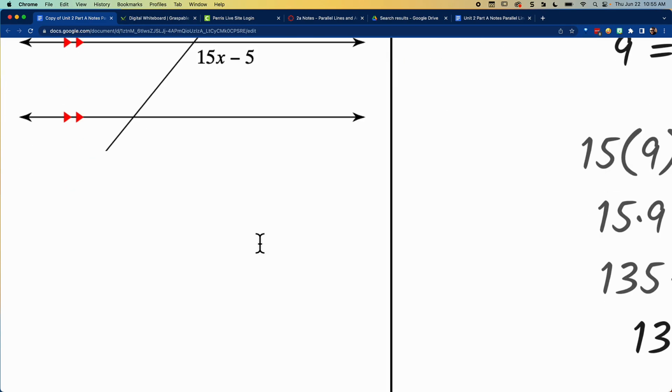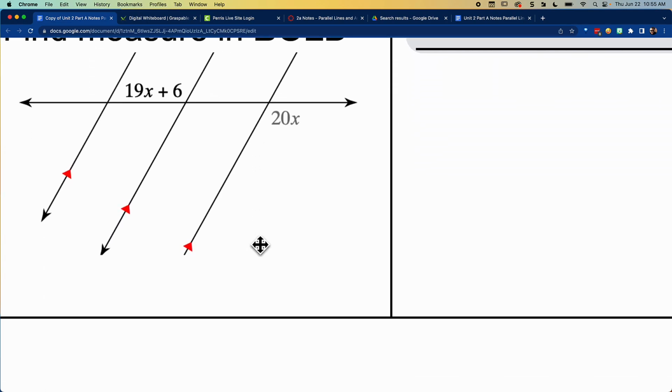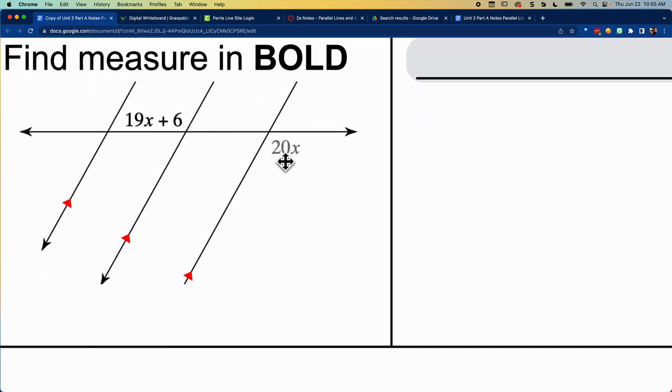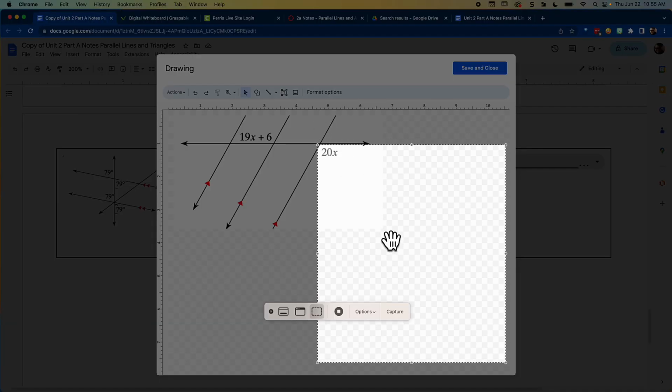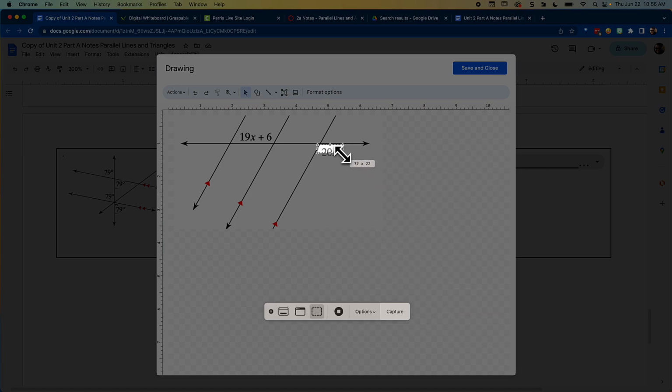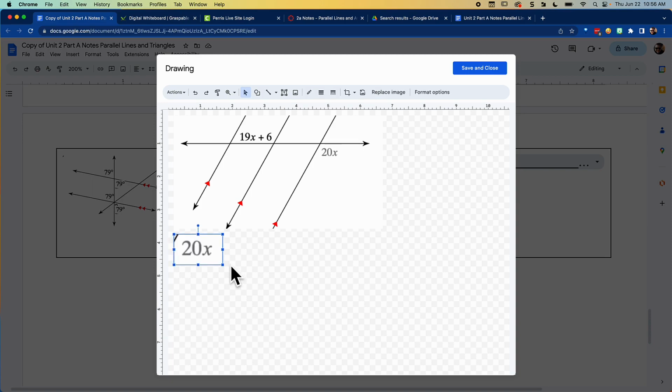One final one, and then we're done. Looks like it got to the next page. We have two angles, but I want to do a little bit of duplicating and copying here. So I see this 20x. I'm going to take a picture of that 20x and copy and paste it back into the picture into other angles that are also equal to it. So I'll capture that, paste it, make it a little bit smaller so it fits into my picture. This one is also 20x, and this one is also 20x. Those are all corresponding angles. They're all equal to 20x.